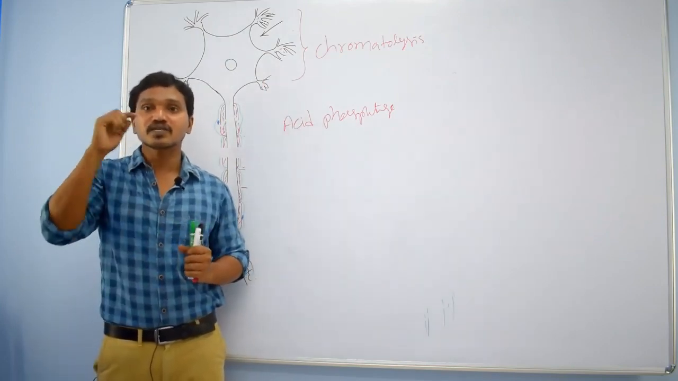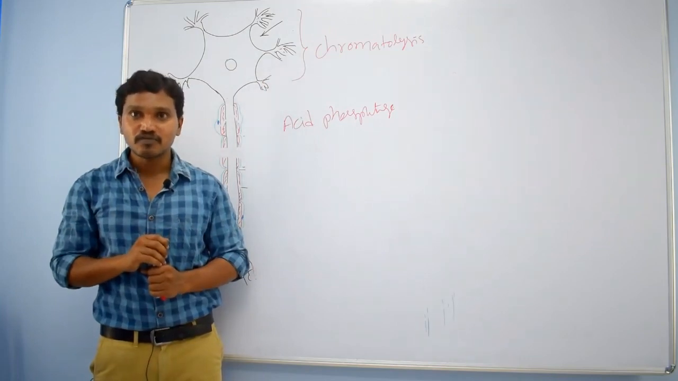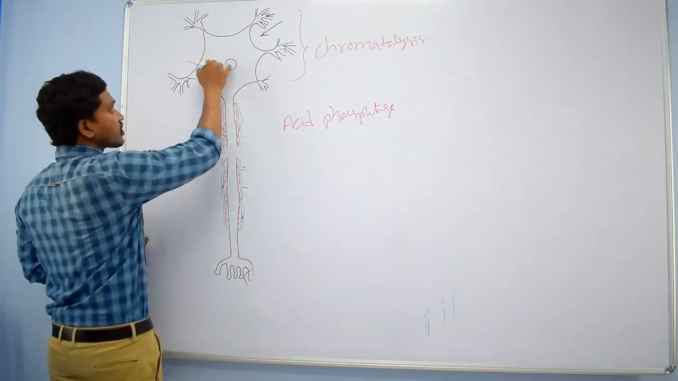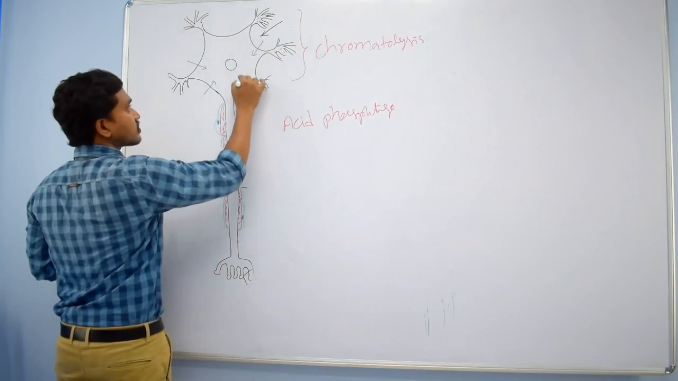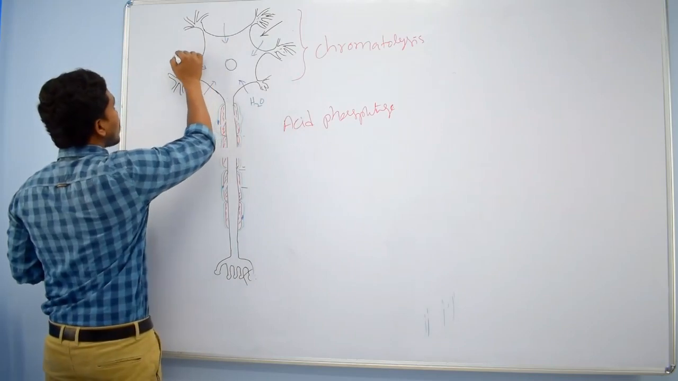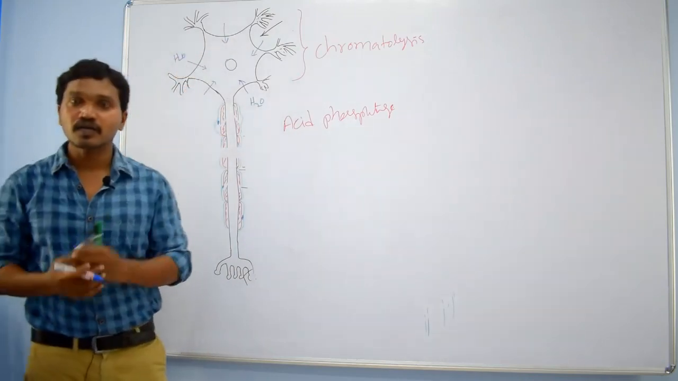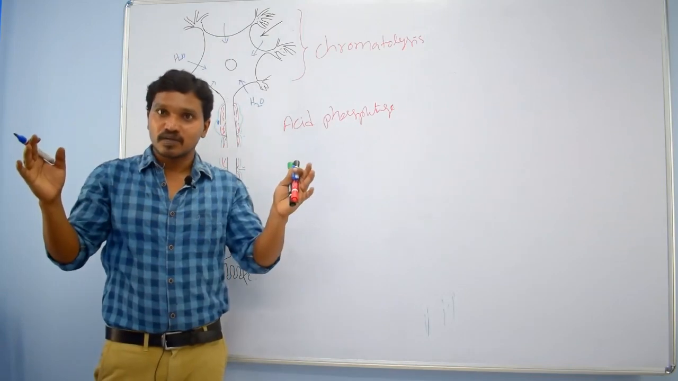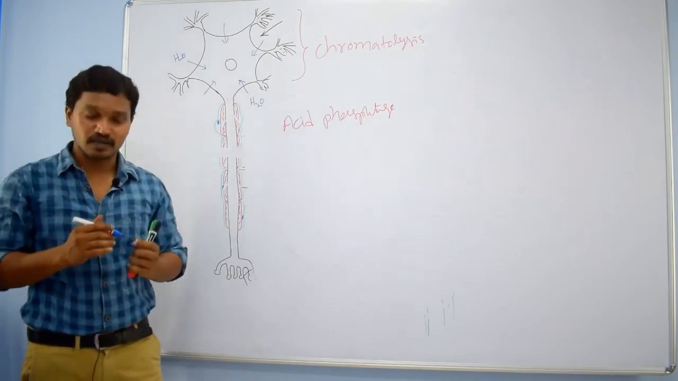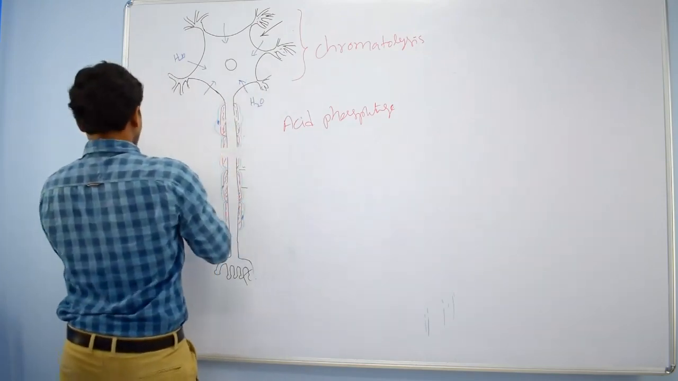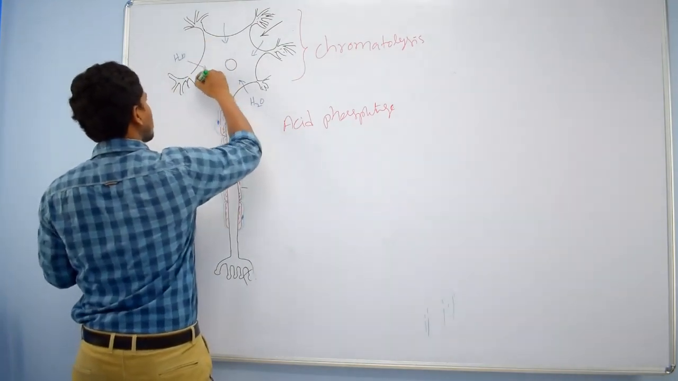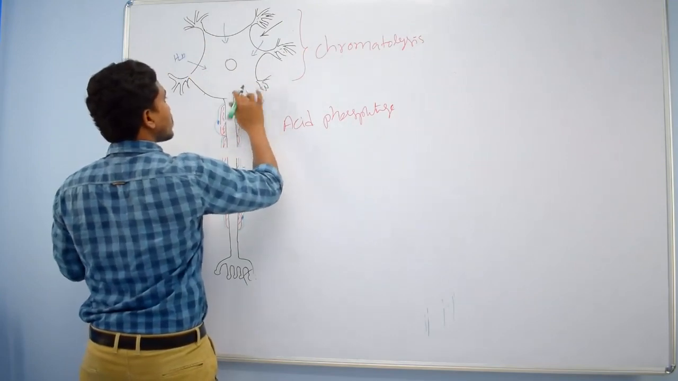Once these Nissl's granules disappear, one more change occurs in the cell body. Because of increased osmotic tension, there will be indrawing of water. When the water enters, what will happen? The cell becomes enlarged. That means the cell undergoes swelling. So the cell is swollen. Right?